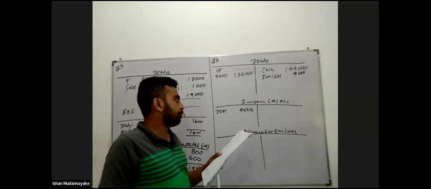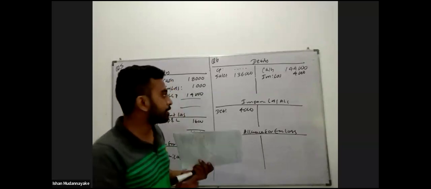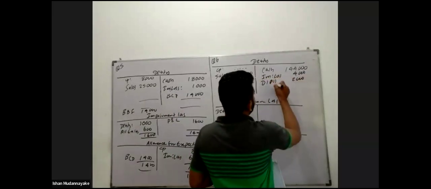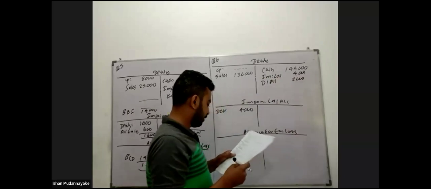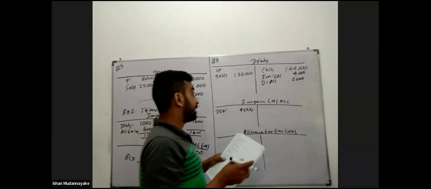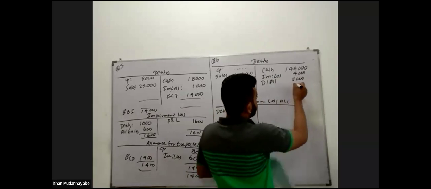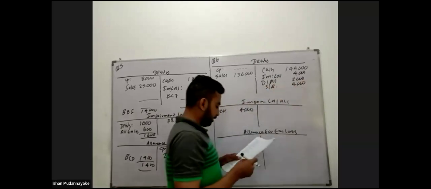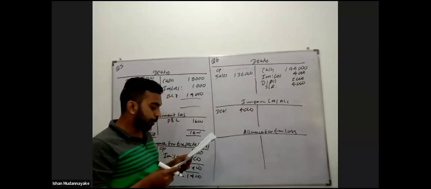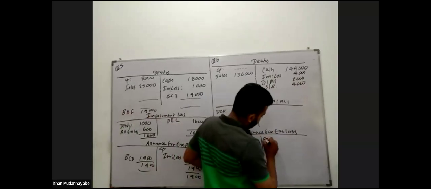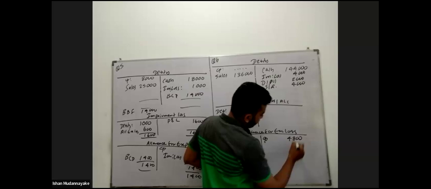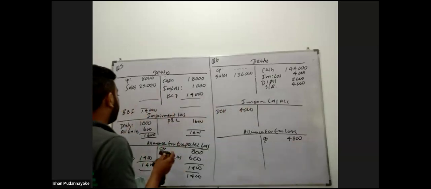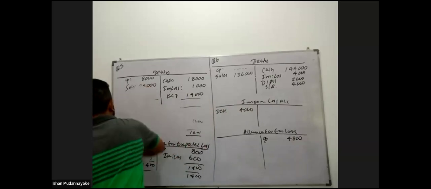Then discount allowed 2,000: discount allowed account debit, debtors account credit 2,000. Sales return: sales return account debit, debtors account credit 4,000. And then allowance for expected loss opening balance 4,800. Based on the opening balance, you can now calculate the opening debtors balance.